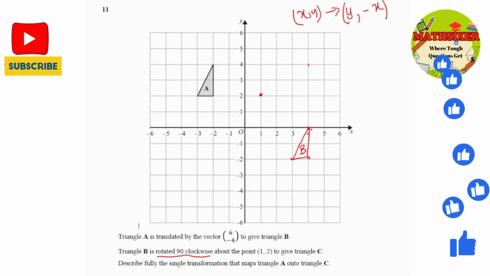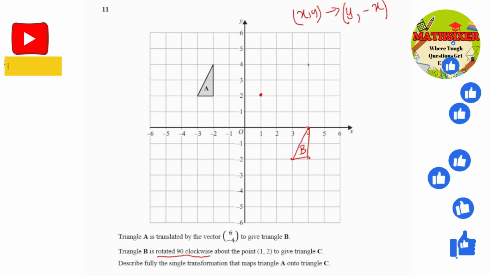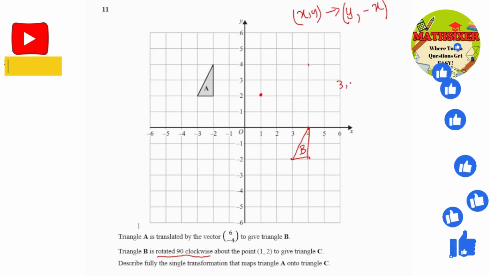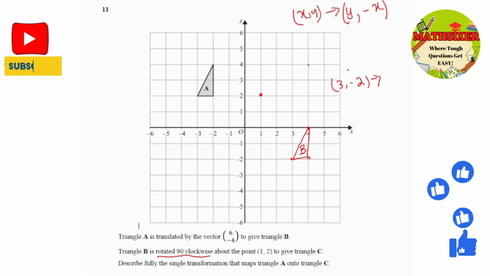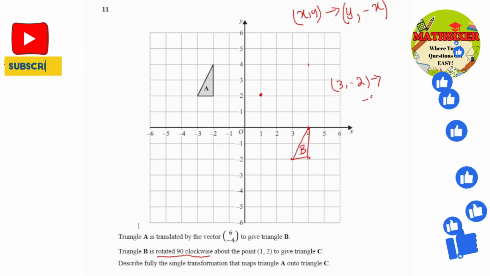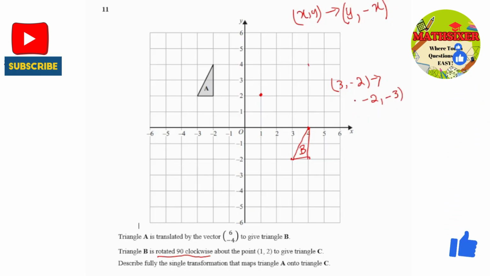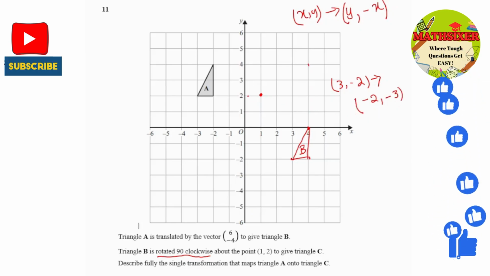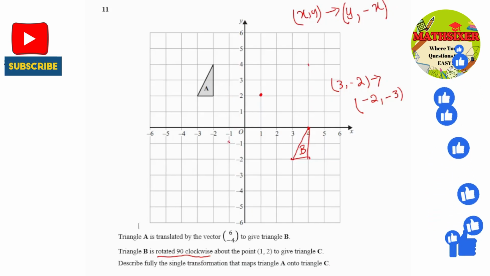So we're going to check how many points this point is away from this point. So we have 1, 2, 3 points and 2 down. So we have (3, -2). So what it's converted to, we're going to write it down as (-2, -3). Okay, so we're going to check from this point: 1 and 2 is minus 2, and 1, 2 and 3 is minus 3 down.